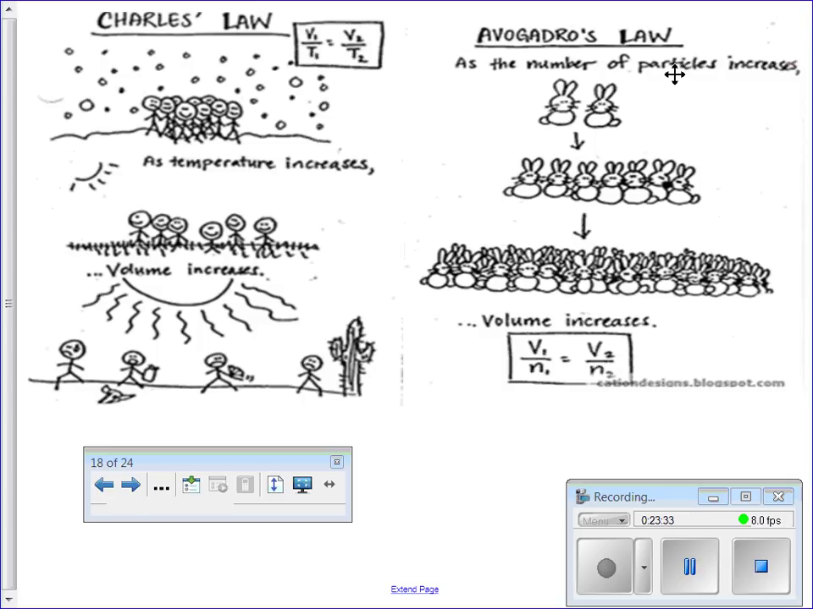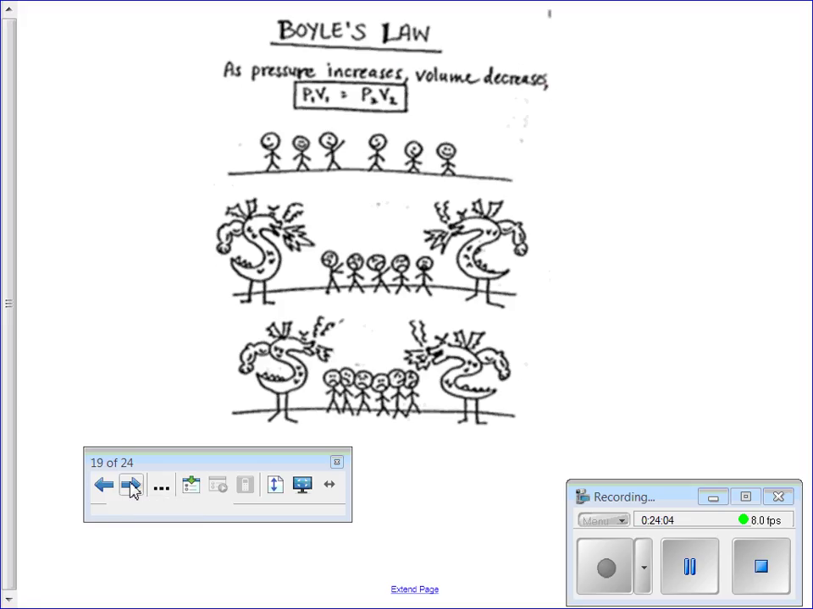Avogadro's law relates, if you remember, the number of moles of a gas to the volume of the gas. Number of moles to the space that the gas takes up. So if you just have 2 bunnies, those are your moles of gas, they don't take up a lot of space. If you add more bunnies, because bunnies multiply quickly, then they're going to take up more space. And then finally, if those bunnies keep multiplying, you have lots and lots of bunnies, they take up a large amount of space. So that is Avogadro's law.